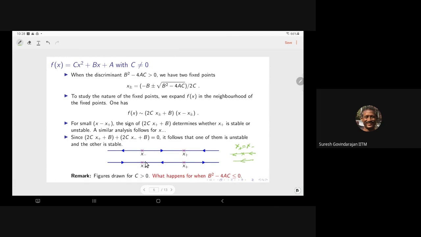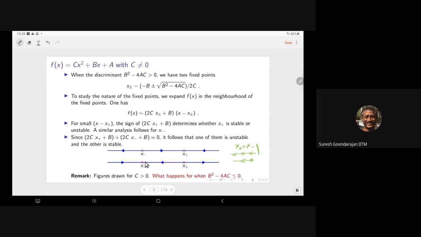Is this clear what I'm saying? The first picture is for x plus equal to x minus, which is when the discriminant is 0. The second picture below is the case when the discriminant is negative. There are no more fixed points, but this feature which we saw will continue. If you start with some point here, it will move to the left. Similarly, for the bottom diagram, it will move to the right. Please go ahead and play with these things and see for yourself whether what I'm saying is correct.